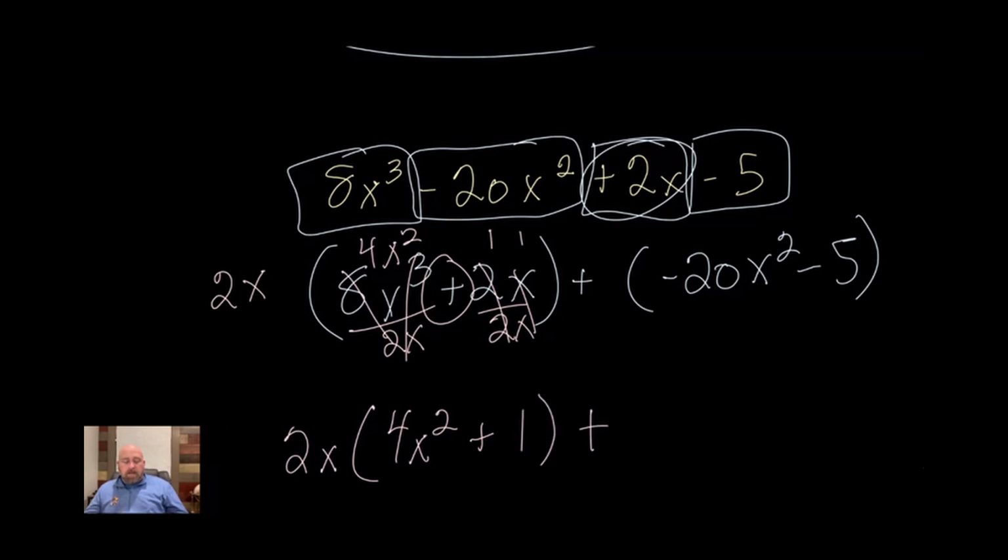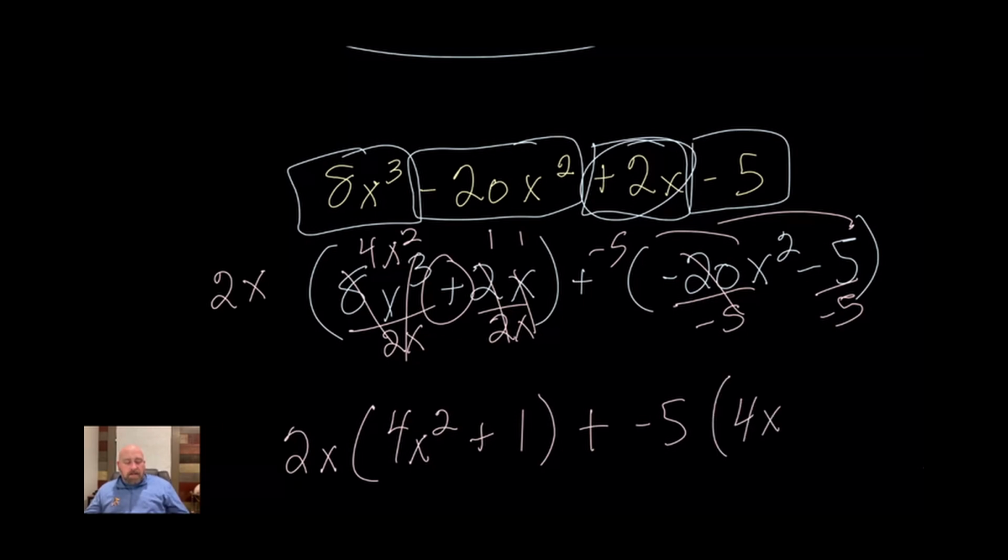And then plus. And then what comes out of here? Well, you say a 5 comes out. No, a negative 5 comes out. So it'd be a negative 5. We're going to divide everything by negative 5. And this is going to end up negative 5, negative, negative gives us a positive. So that's going to give us a 4x squared. And then minus minus, another positive, and 5 divided by 5 is 1.